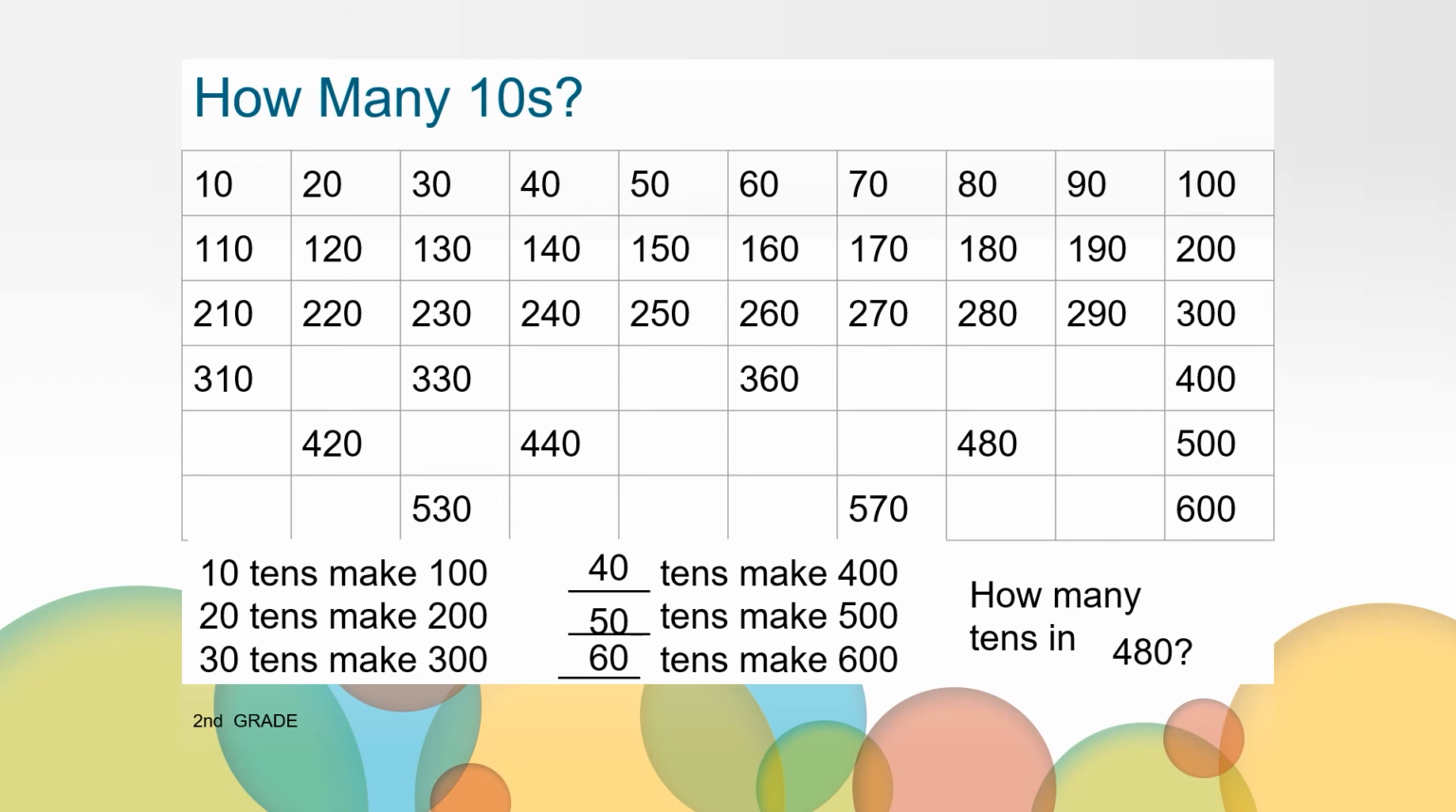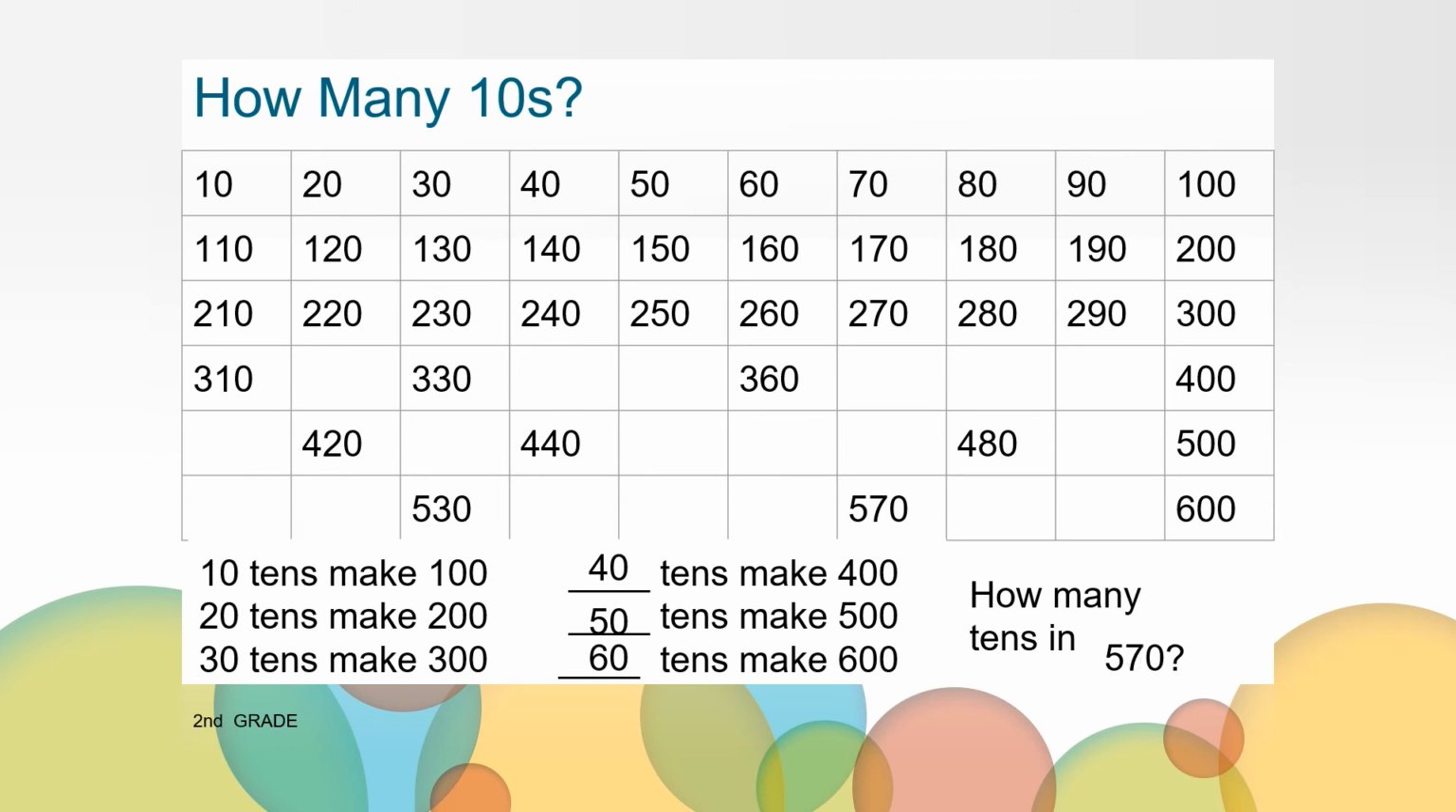How many tens in 480? There are 48 tens because it takes 40 tens to make 400 and then 8 more tens to make the 80. So 48 groups of 10. How many tens in 530? Well, we know it takes 50 tens to make 500, and then we need 3 more tens to make 30. So there are 53 tens in 530.